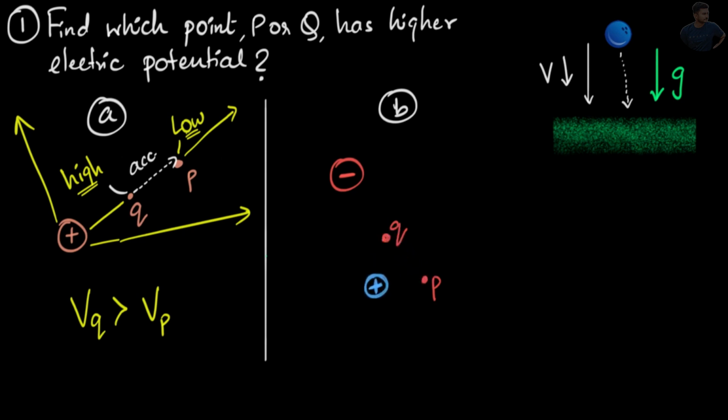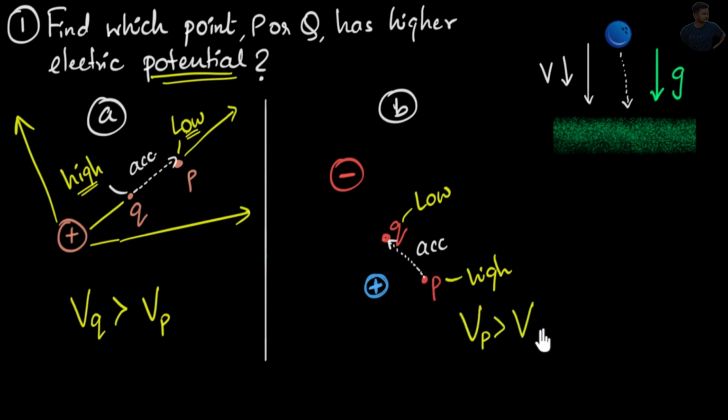So let me write that down. So I know my charge is accelerating this way. So it's kind of like falling towards Q, losing potential energy. So I know that this should have high potential, and this should have low potential. And remember, whenever you're doing this, you should always use a positive charge because our potentials are always defined by positive charges, not negative. Okay, so this means Vp over here is higher than Vq.